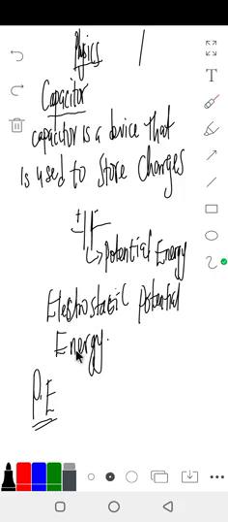Take note. If you were asked what kind of energy is stored in a capacitor, the answer is potential energy. Or if asked which of the following is stored in a capacitor, the answer is charges. Or the charges are stored in form of potential energy. Take note of that. Let us move further.